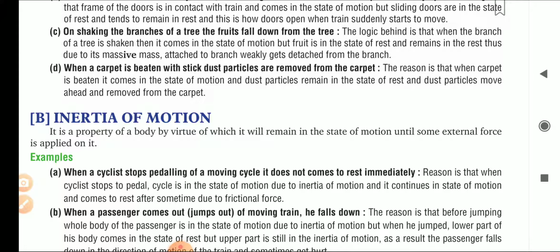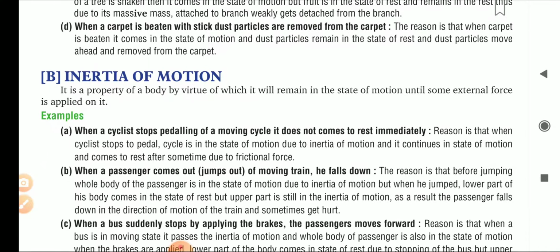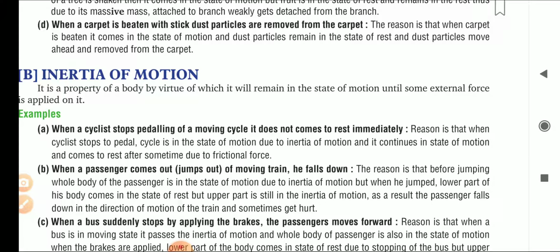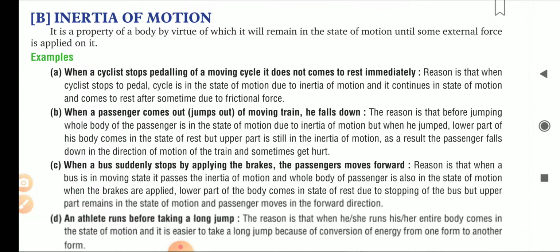When a carpet is beaten with a stick, dust particles are removed from the carpet. The reason is that when the carpet is beaten, it comes into a state of motion and the dust particles remain in their state of rest. So automatically they will fall down, and the dust particles move ahead and are removed from the carpet. Similarly, inertia of motion.